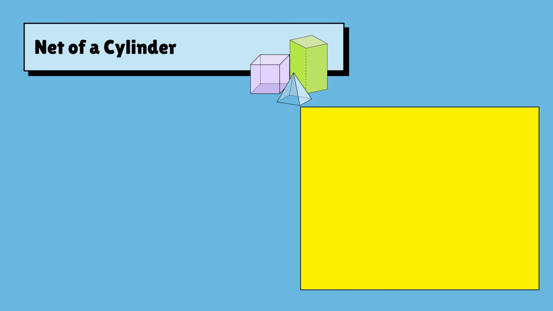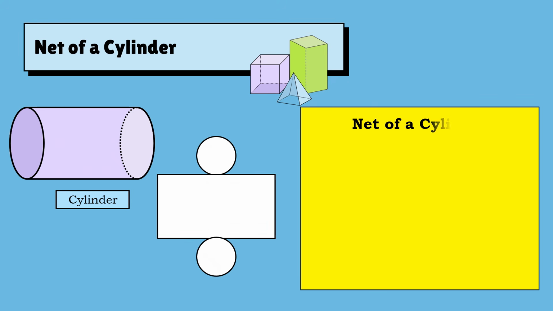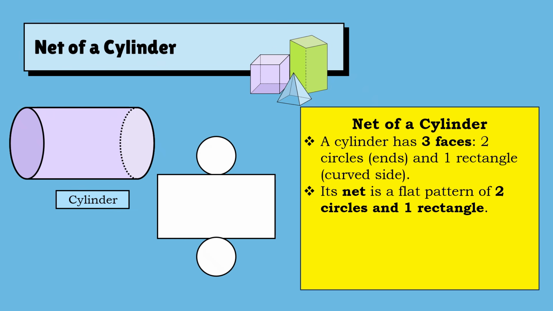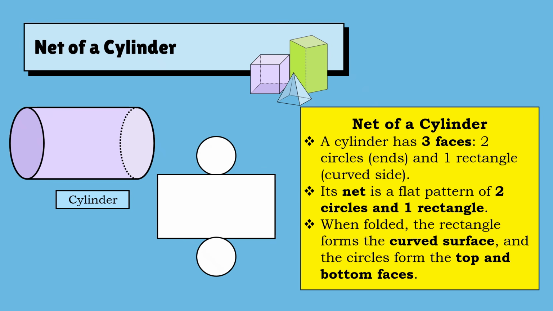Next, let's take a look at the net of a cylinder. A cylinder has 3 faces, 2 circle ends, and 1 rectangular curved side. Its net is a flat pattern of 2 circles and 1 rectangle. When folded, the rectangle forms the curved surface and the circles form the top and bottom faces.